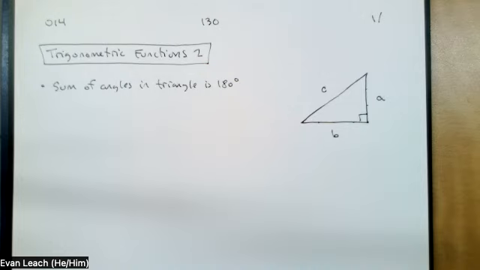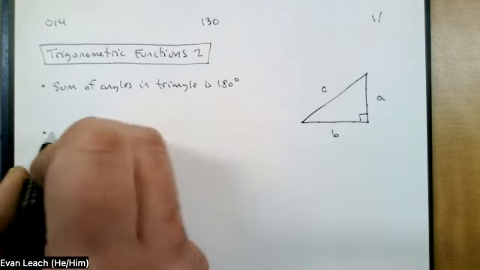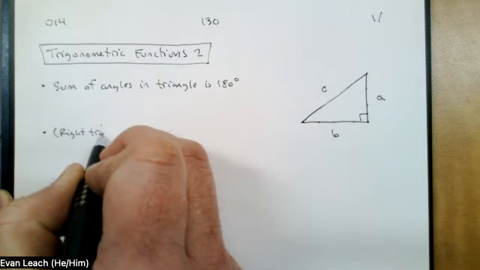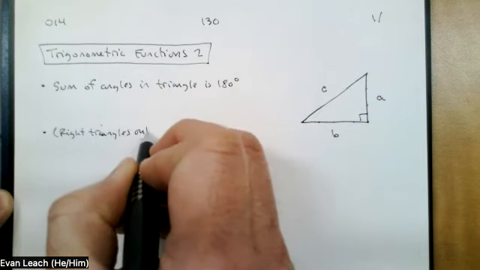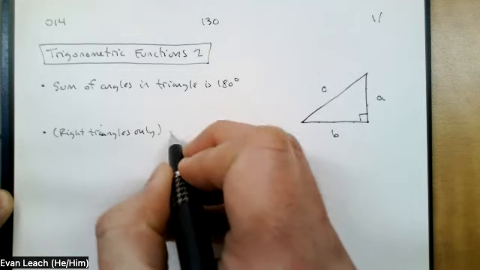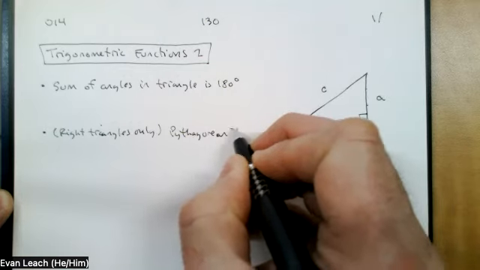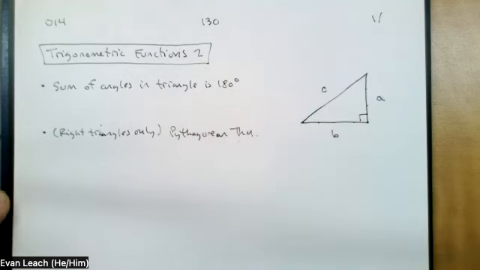Over here, I've got a picture of a generic right triangle. Something that we know about right triangles in particular is the Pythagorean theorem. This is a relationship between the sides in a right triangle. But in right triangles only, we get the Pythagorean theorem. The HM is going to be our abbreviation for theorem.